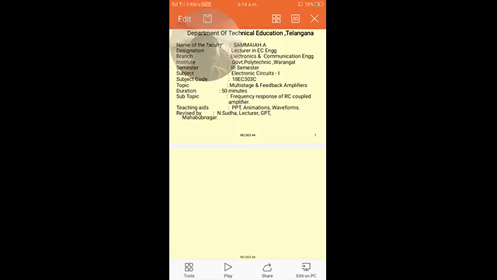Hello students, in this class we will study the operation of two-stage RC coupled amplifier, its frequency response, and also the calculation of cutoff frequencies and bandwidth of RC coupled amplifier.